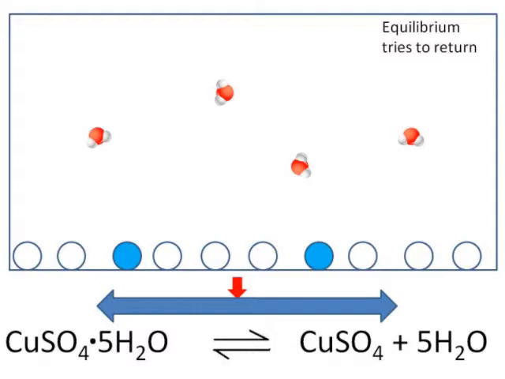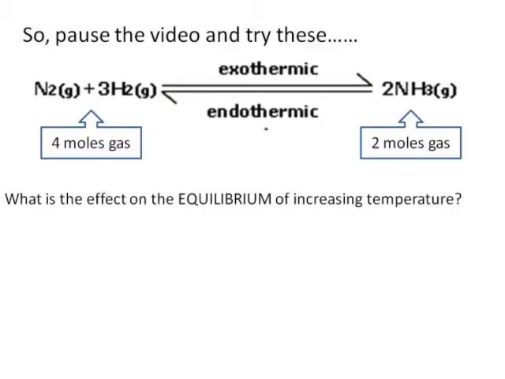I'm going to pause, or you should pause the video, and try and answer these questions one at a time. First question: what is the effect on the equilibrium shown of increasing temperature? Have a look at it, think about it. Exothermic reaction is the forward reaction, endothermic is reverse. Pause the video, try and answer the question, come back.